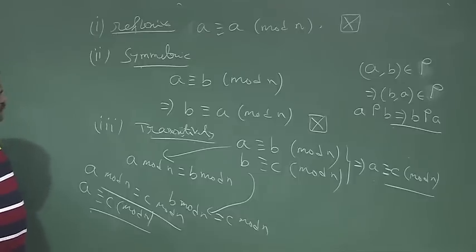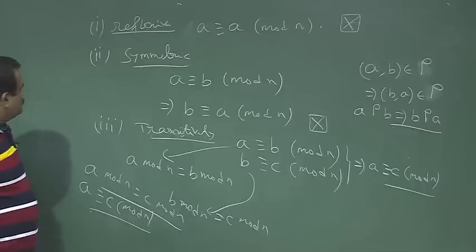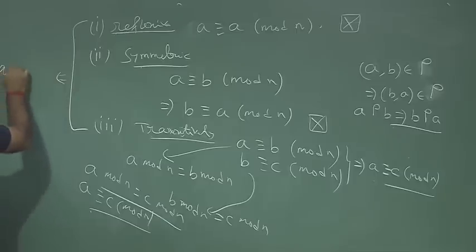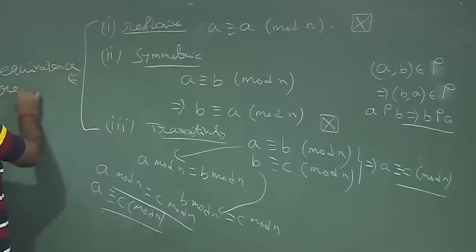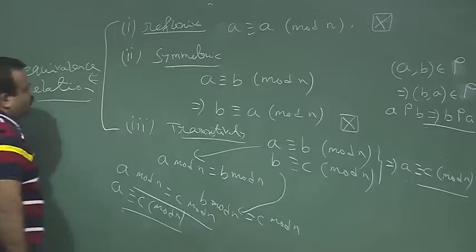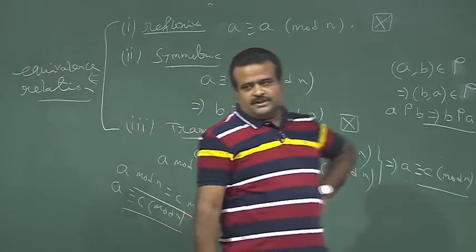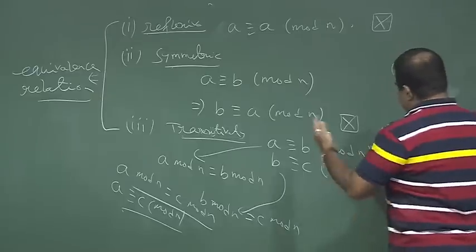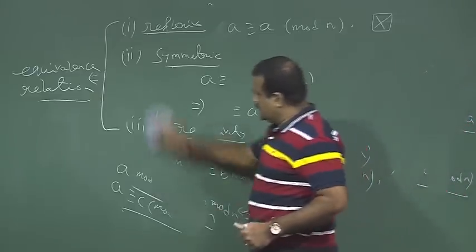So, this is the transitivity property. Since these three results tell us this is an equivalence relation over the set of integers, now we know, I mean, this is a result from algebra.